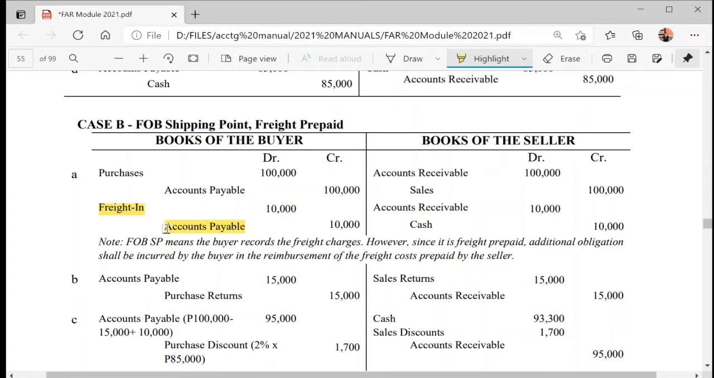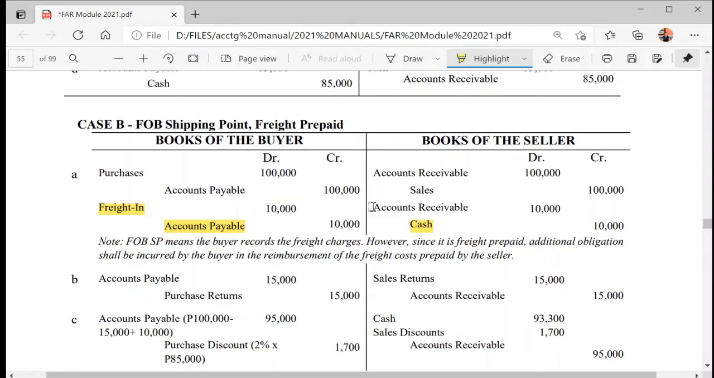On the side of the seller, since siya may nibayad sa freight, so siya ang mag-credit og cash, di ba? Kaya siya may nibayad. And then, dili man siya pwede mag-record of freight in because dili man siya ang responsible for the freight, di ba? Because the owner of the goods here is the buyer. So therefore, instead of recording a freight charge, accounts receivable iyahang i-debit. This means that naa siya additional nga receivable from the buyer in the form of freight. So ang total receivable niya 110,000.